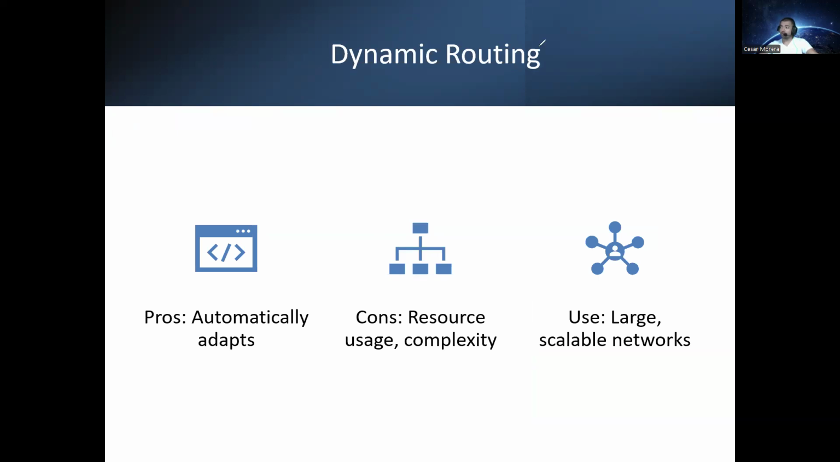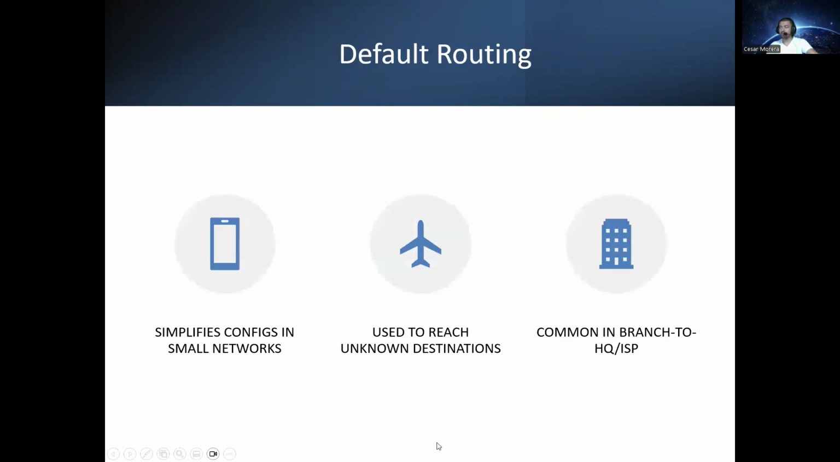When we're talking about dynamic routing, some of the pros are that it automatically adapts. It is used in large scalable networks, and some of the cons will be resource usage and complexity. It can be complex. So just for you to be aware of some of the pros, cons, and the usage of dynamic routing. Let's go ahead and clear the drawings for now and continue moving forward.